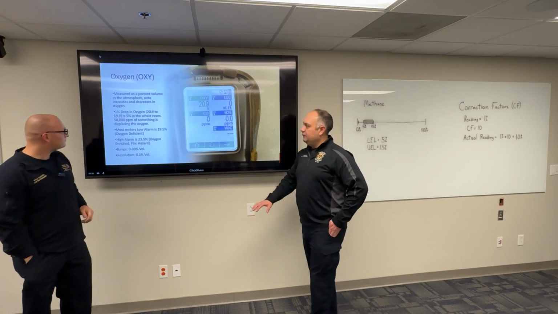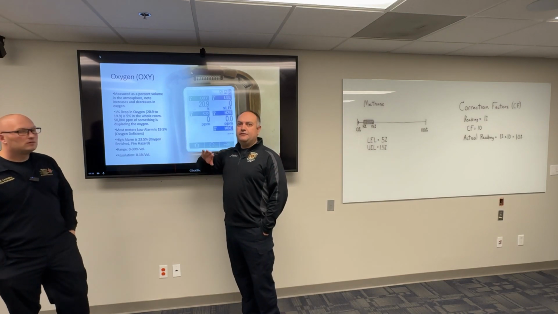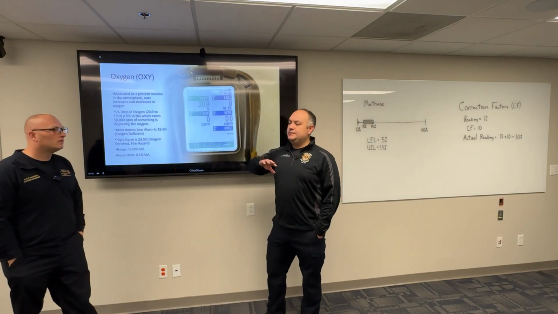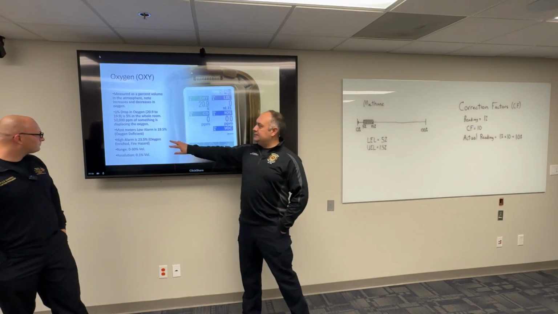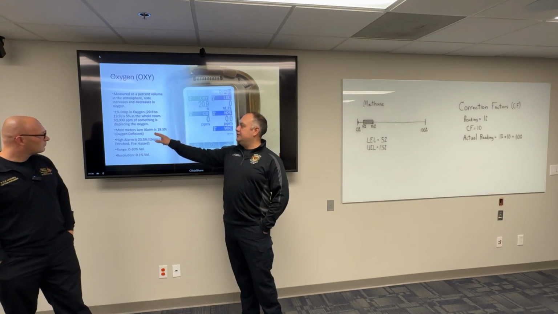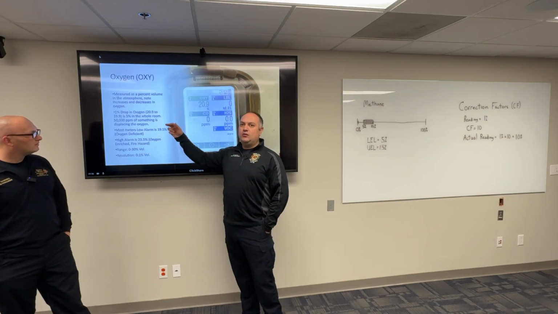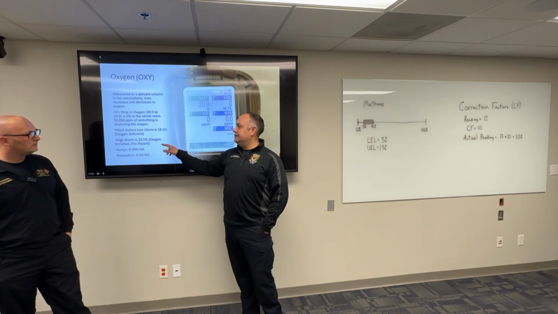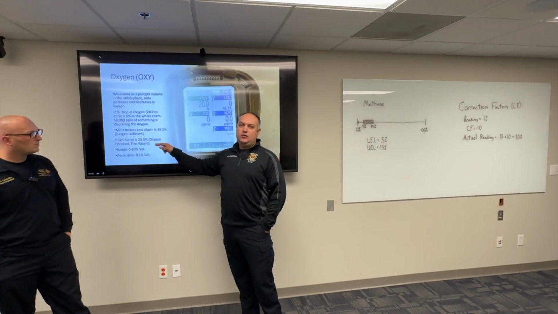Exactly. And we're looking at our low and high alarms. Now every sensor on your 4-gas meter has a low and high alarm. This one specifically, oxygen deficient is defined as 19.5% or below, and oxygen enriched is considered 23.5% or above.